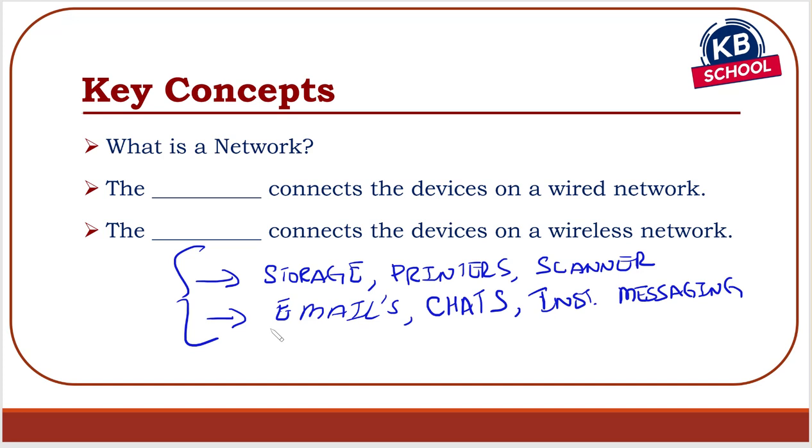Now, what type of device connects the devices on a wired network? We talked about that as well. That would be a switch. And what type of device connects the devices on a wireless network? That would be an access point.